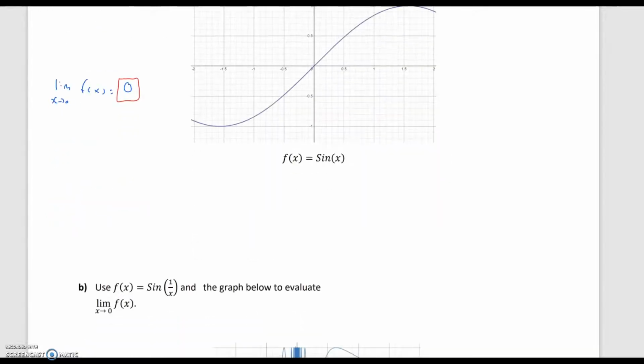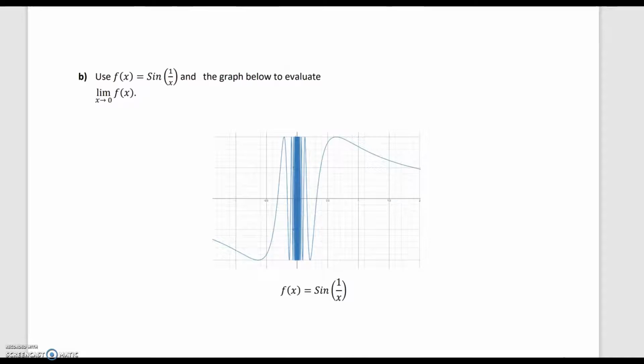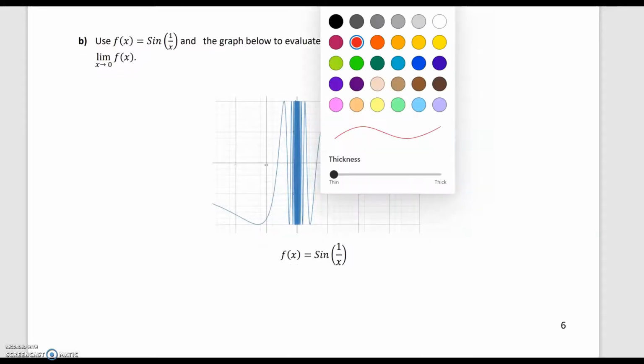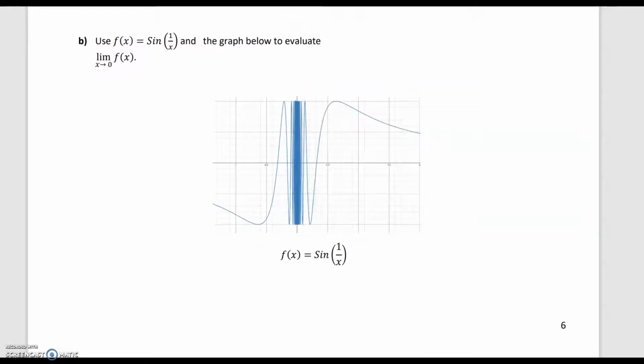Now take a look at problem B. In problem B, they're asking us to evaluate the same value. So this is the limit as x approaches 0 of the values of f of x. And as the function approaches 0, you have this behavior that it's oscillating.